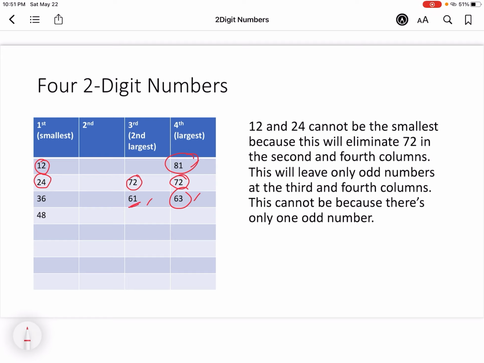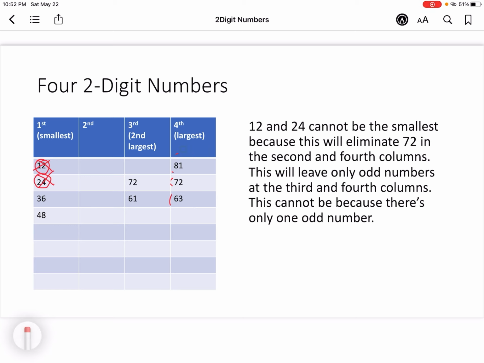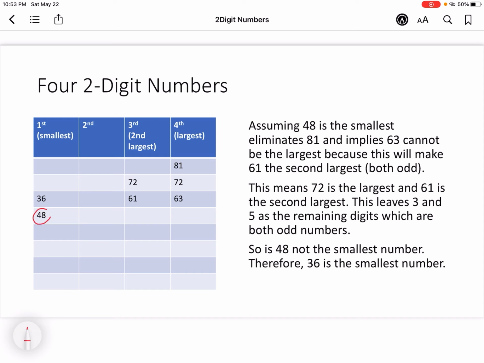Kasi wala tayong choice dito sa second largest. 61 na lang matitira. Ibig sabihin, hindi pwedeng 12 at saka 24 yung smallest kasi meron silang digit na 2. So, pwede na natin tanggalin yung 12 at saka 24. Assuming that 48 is the smallest number, mawawala na tong 81 kasi nagamit na yung digit na 8, no? 72 yung largest number natin and 61 yung second largest, no? Kasi pag 63, magiging 61. Di rin pwede kasi pareho silang odd number.